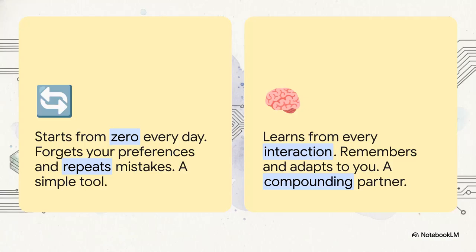And this slide just lays out the difference so clearly. A standard stateless AI starts from zero every single day. It forgets what you like, and it'll make the same dumb mistakes over and over. OpenClaw learns, it remembers, and it adapts to you. It stops being just a simple tool and starts becoming a genuine compounding partner in your work.